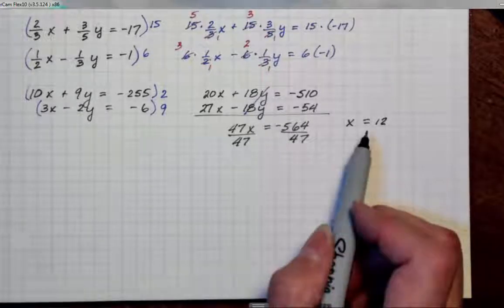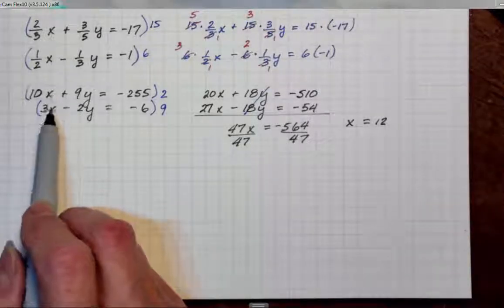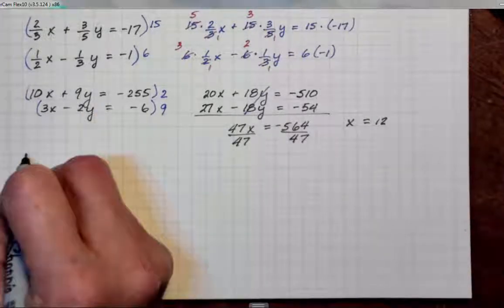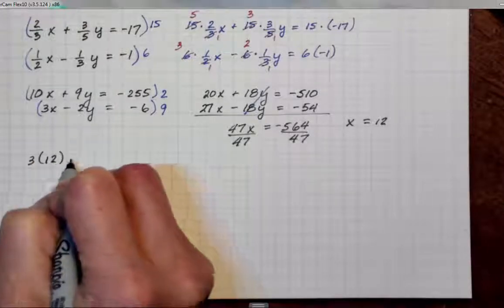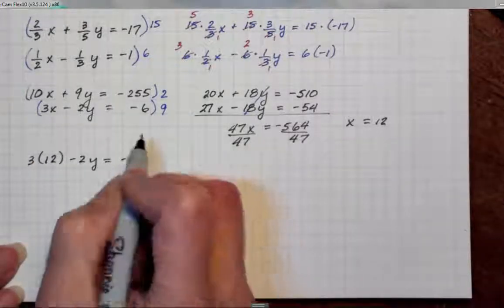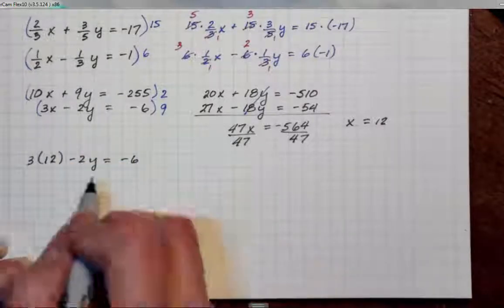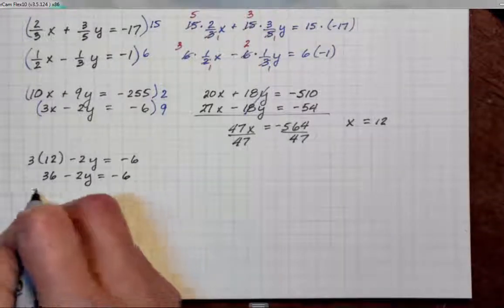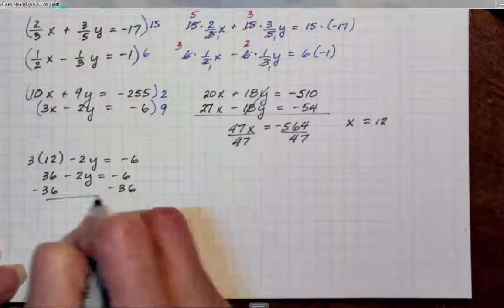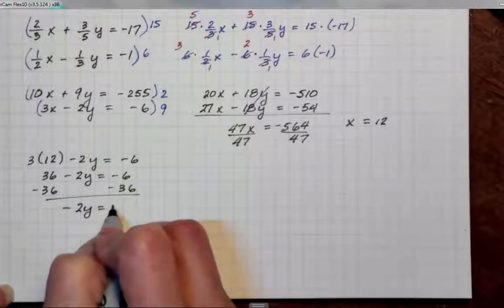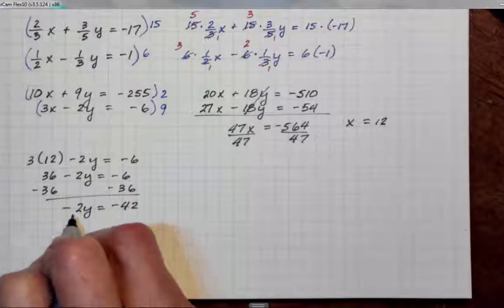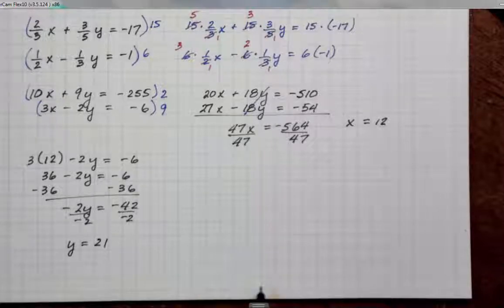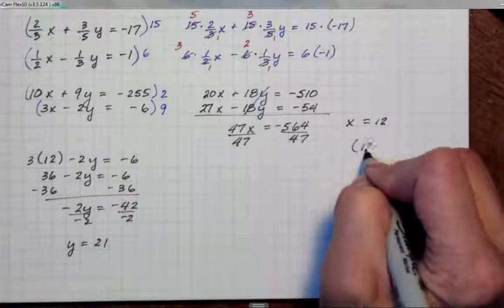Once I find x, I put it back into one of my original equations to look for y. So in this case, I'm going to put it back into the second equation. That looks a little bit nicer. So 3 times 12 minus 2y equals -6. So I'm putting it back into the original equation. 3 times 12 is 36. Minus 2y is -6. Subtract 36 from both sides. -2y equals -42. And divide by -2, y equals 21. So the point of intersection is going to be the point (12, 21).